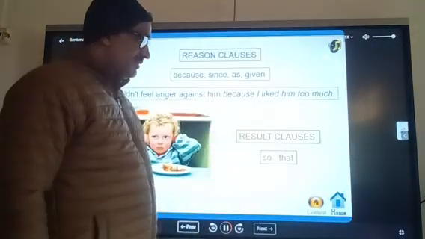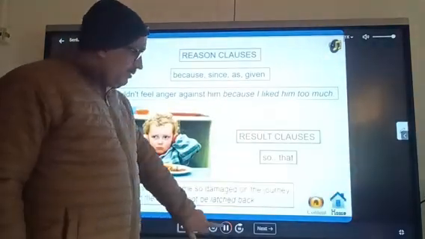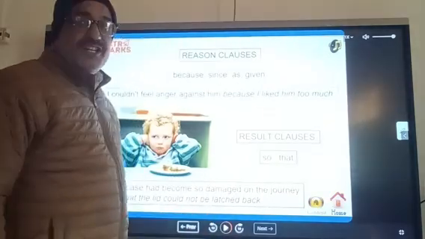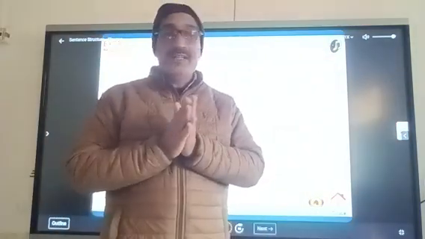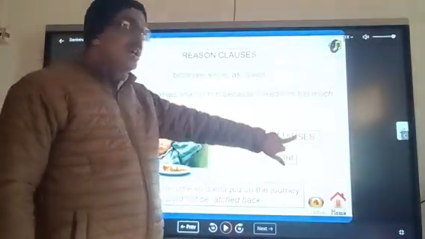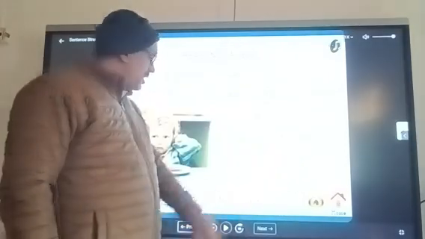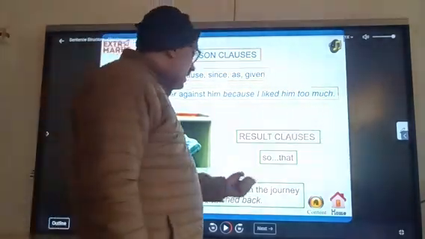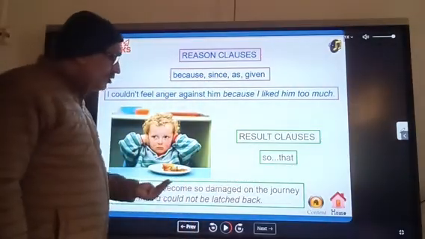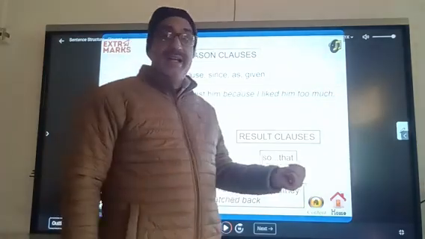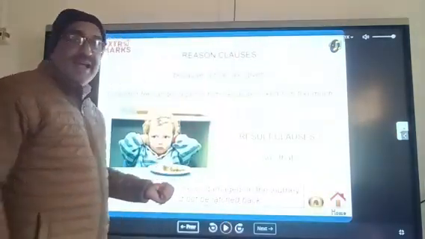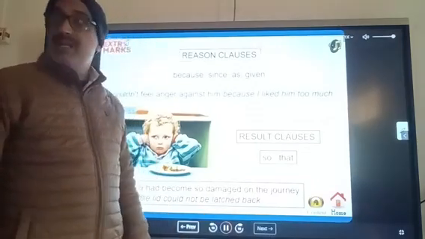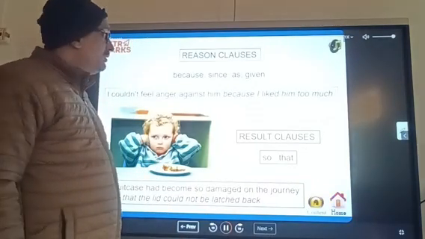Result clause: so that. Example: my suitcase had become so damaged on the journey home. When so that is used in a sentence, you will say that it makes the result clause. Example: my suitcase had become so damaged on the journey home that the lid could not be lashed back. This will make the result clause.